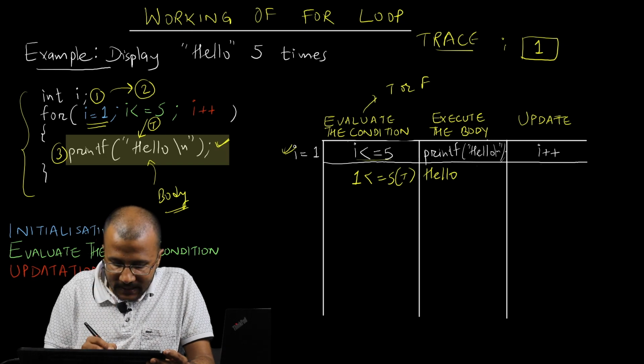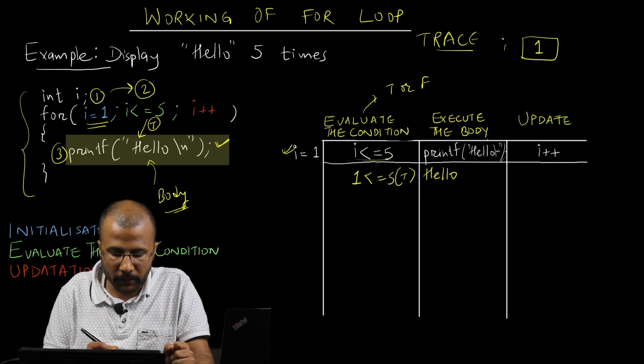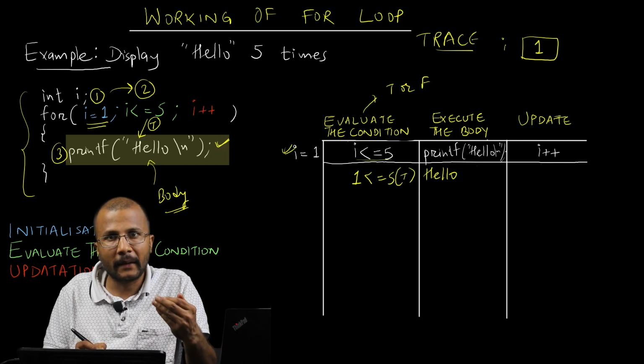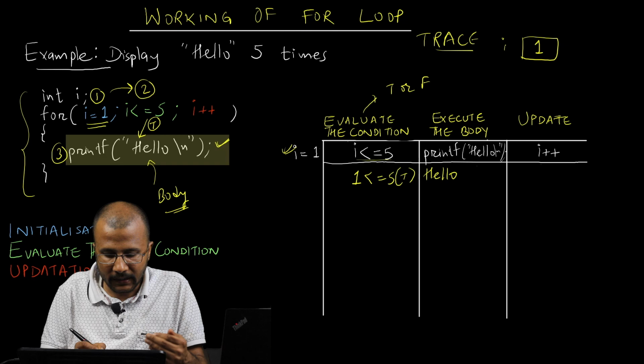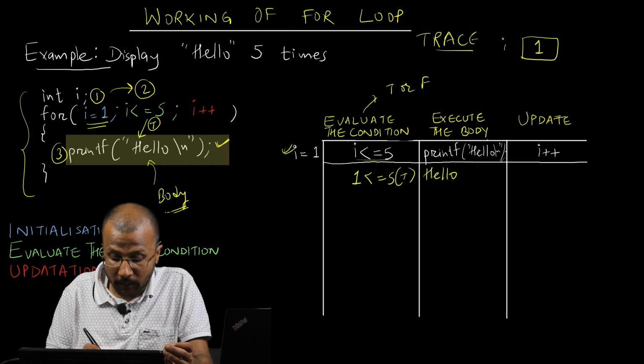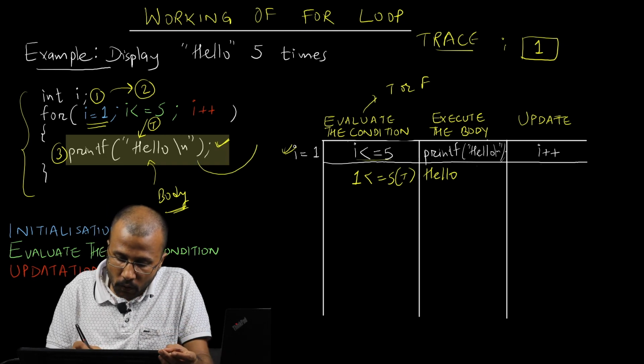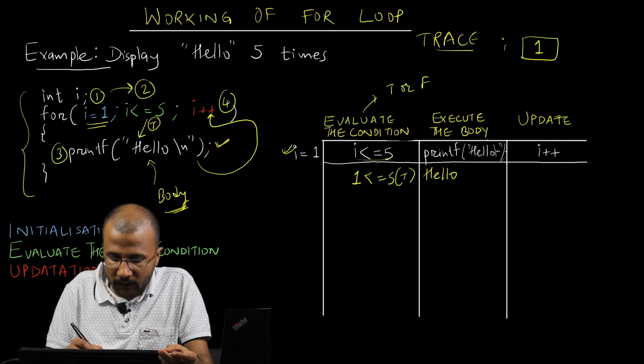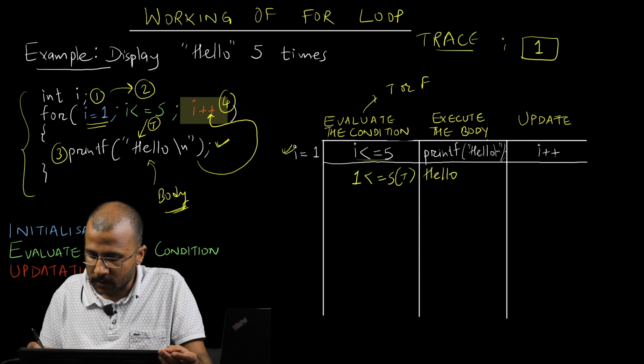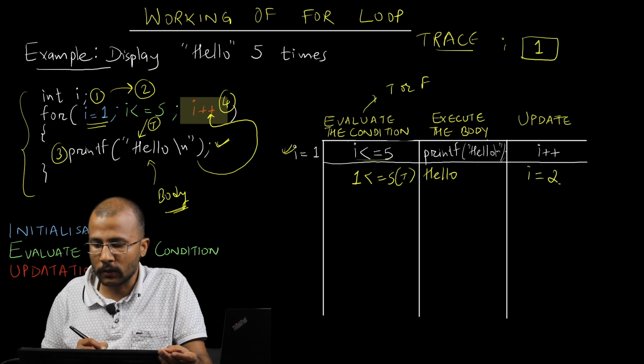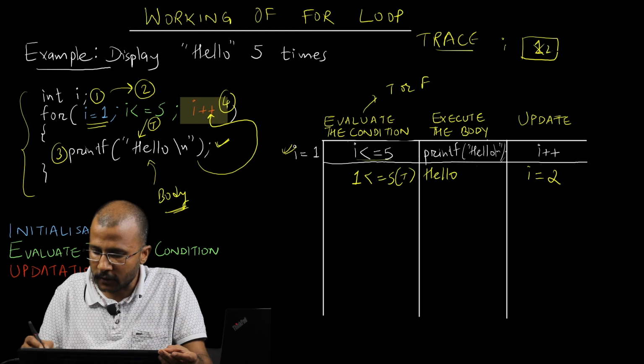Okay, and once this is done, there is just one statement inside the body of the for loop here, but if you have many statements, those will be executed one by one. And once you reach the last statement of the body of the loop, then you go and in step number 4, you increment the value of I by 1. So I plus plus will now make I becomes 2 now. Initially I was 1, now I becomes 2.